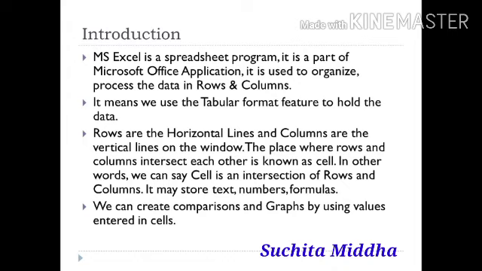Rows are the horizontal lines and columns are the vertical lines on the window. The place where the rows and columns intersect each other is called a cell. In other words, we can say that cell is an intersection of rows and columns. It may store text, numbers and formulas.